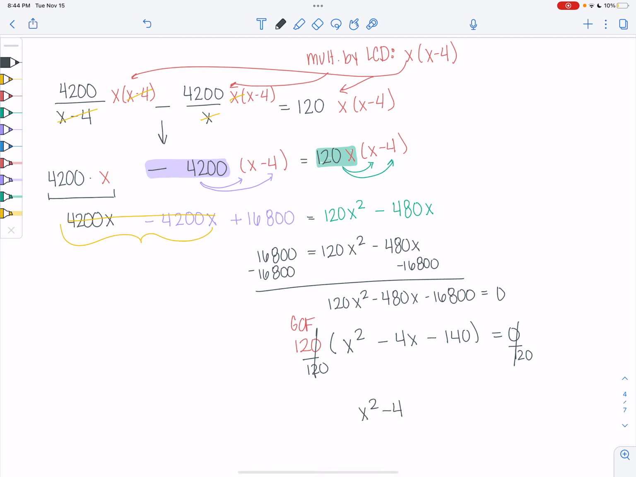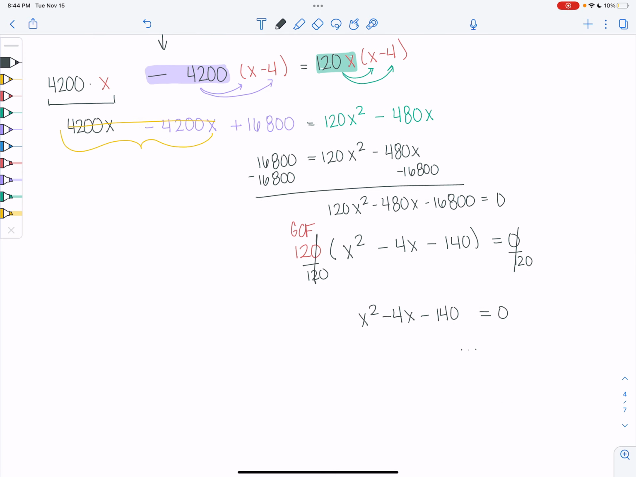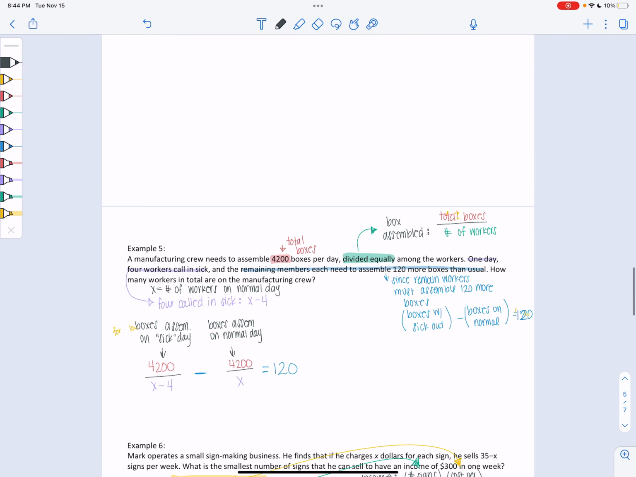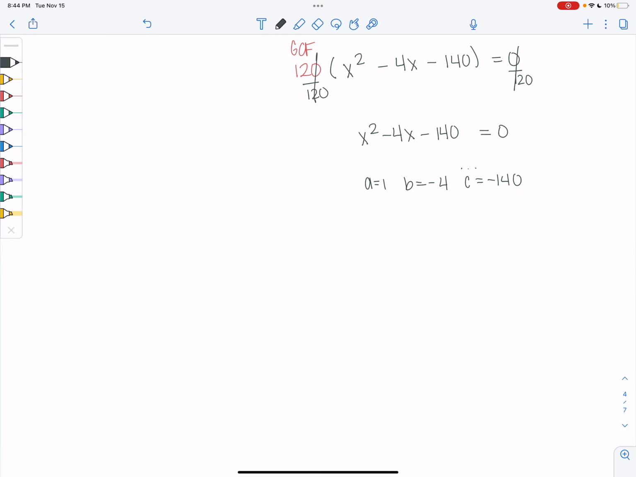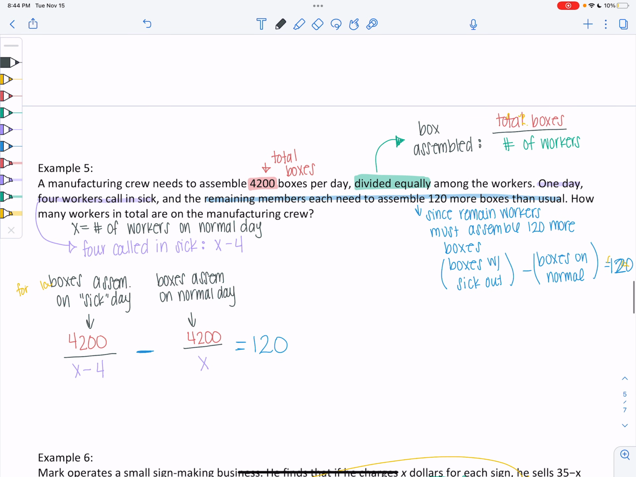Now from here, it's just a matter of the quadratic formula like normal. So you're going to solve that all the way down, get your A, B, and C. And then when you get an answer, you're going to get a positive and a negative answer. Because x, let's go way back to my problem, because x is the number of workers on a normal day, you're going to toss out that negative answer and keep the positive answer. And then that is going to be your number of workers on the manufacturing crew.